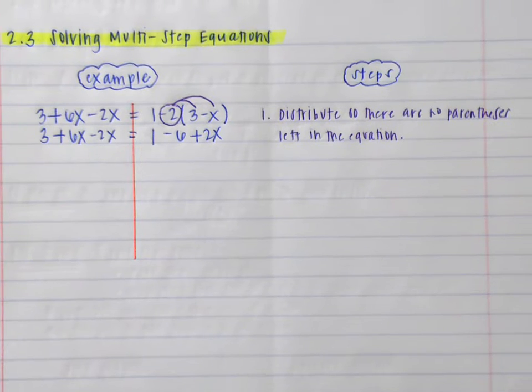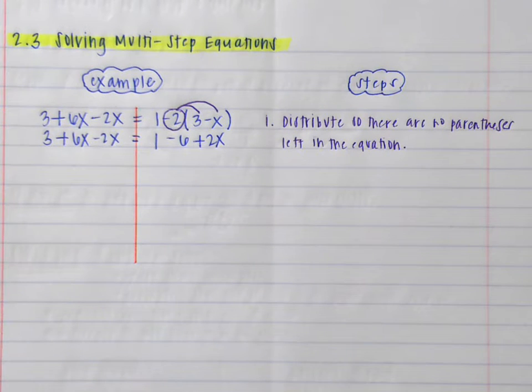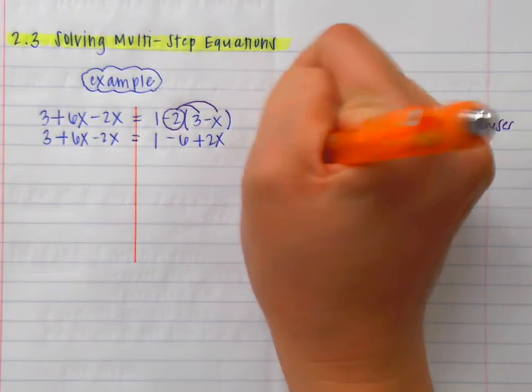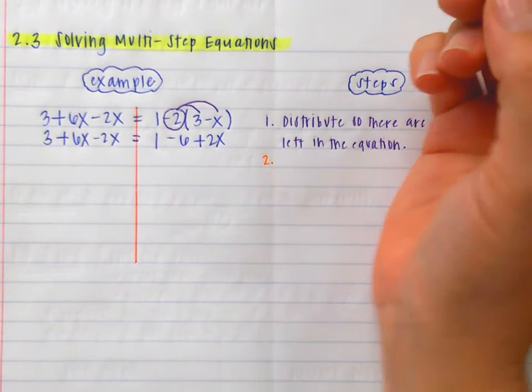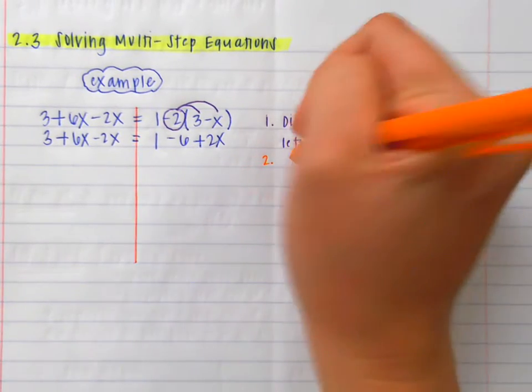Now I'm going to combine like terms on each side of the equation. Right now we're dealing with each separate side as a separate problem. So the second step is to combine like terms on each side of the equation.